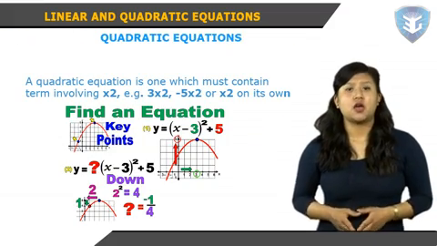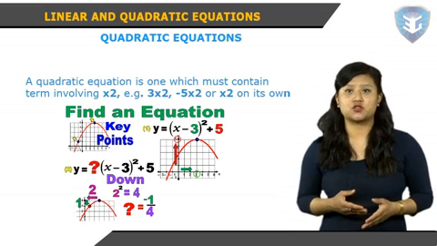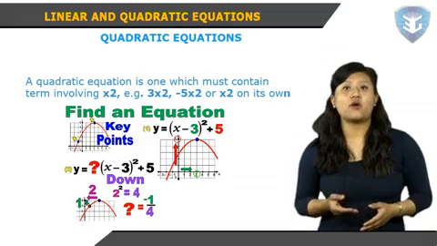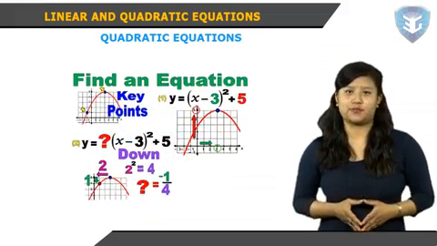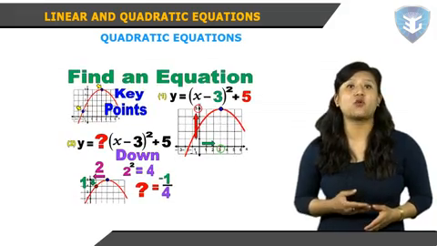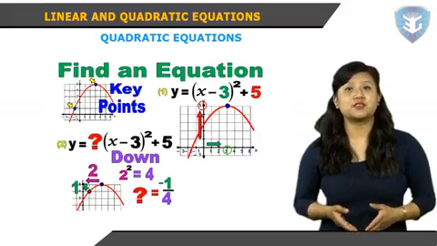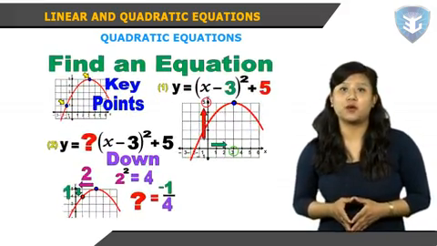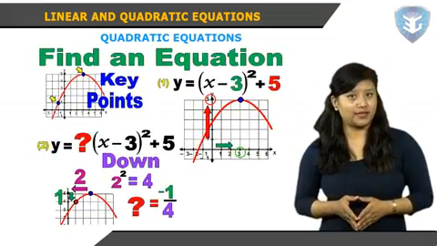Quadratic equations. A quadratic equation is one which must contain terms involving x², for example 3x² - 5x², or x² on its own. It may also contain terms involving x, for example 5x or -7x or 0.5x. It can also have constant terms. These are numbers like 6, -7, half. It cannot have terms involving higher powers of x like x³. It cannot have terms like 1/x in it.